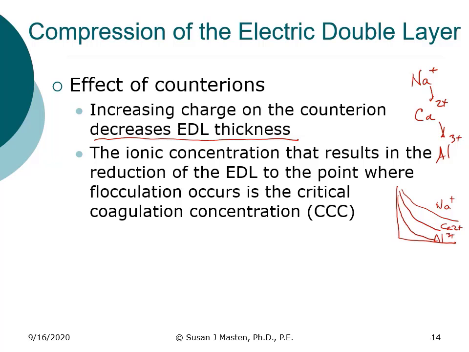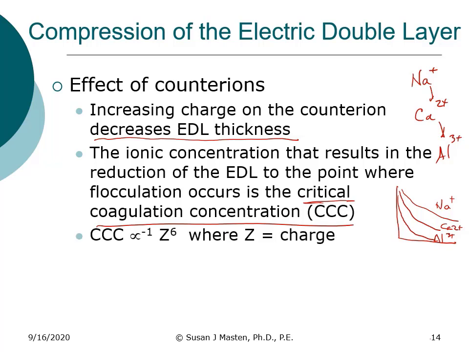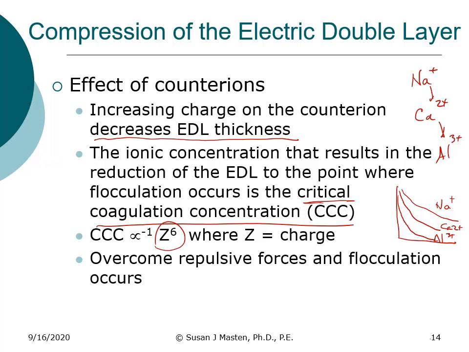We also note that the ionic strength that results in the reduction of the electric double layer to the point where flocculation occurs is referred to as the critical coagulation concentration. So that's how much coagulant we need to add in order to reduce this electric double layer to the point where the colloids can aggregate together. And we find that the critical coagulation concentration is a function of the charge to the 6th power, which means that charge plays a very, very strong role on the amount of coagulant that we need in order to destabilize these colloids. When we do, that means that we've overcome the repulsive forces, and as I mentioned, that's where flocculation will occur.